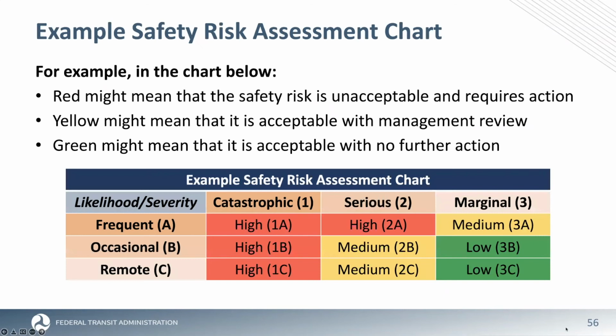So for example, in the chart below on your screen, a safety risk that is color coded red could mean that this is unacceptable and that this is going to require action. Perhaps the yellow coding says that this is acceptable with additional management review. And green could mean that the risk is acceptable to the agency with no further action, or perhaps just continued monitoring of the consequence.